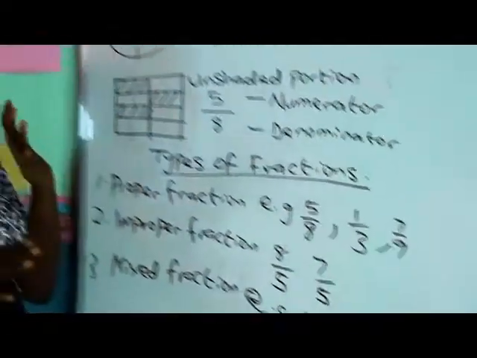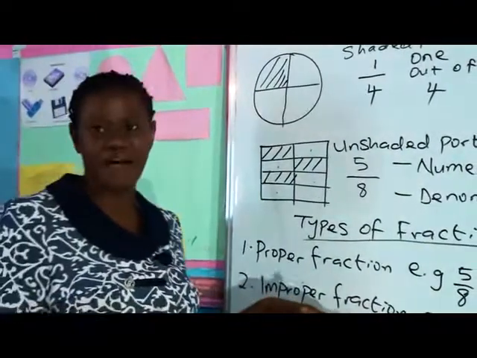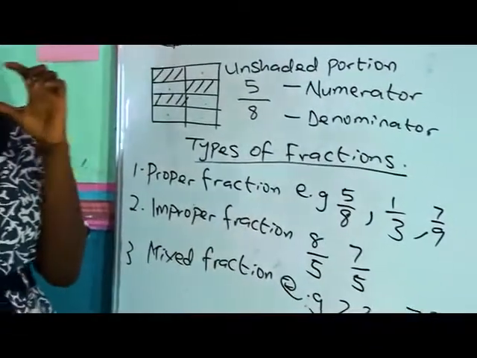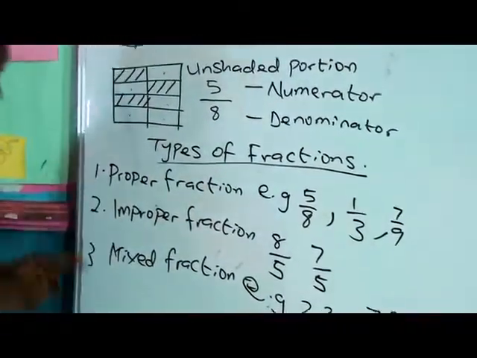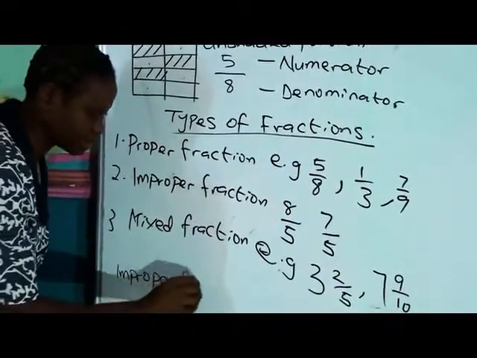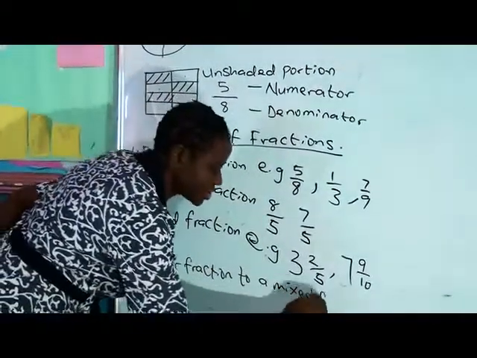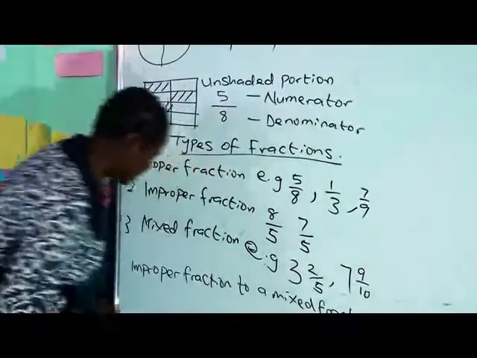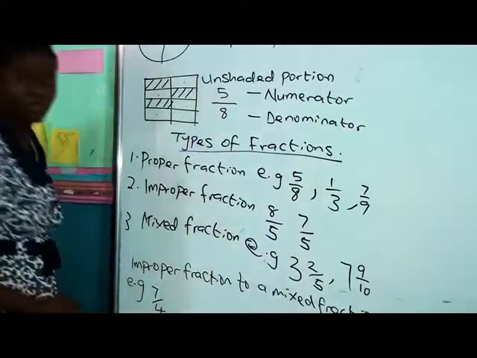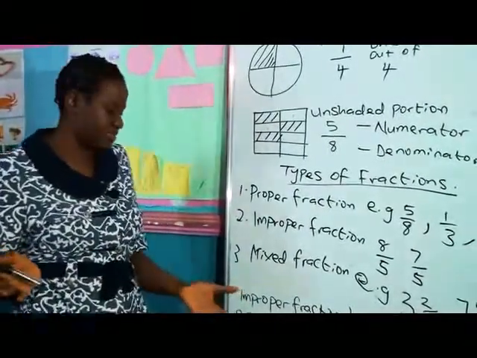Now we could change from one fraction to another fraction. For instance, an improper fraction could be changed to a mixed fraction. For instance, 7/4. 7/4 is an improper fraction. We could change this to a mixed fraction.